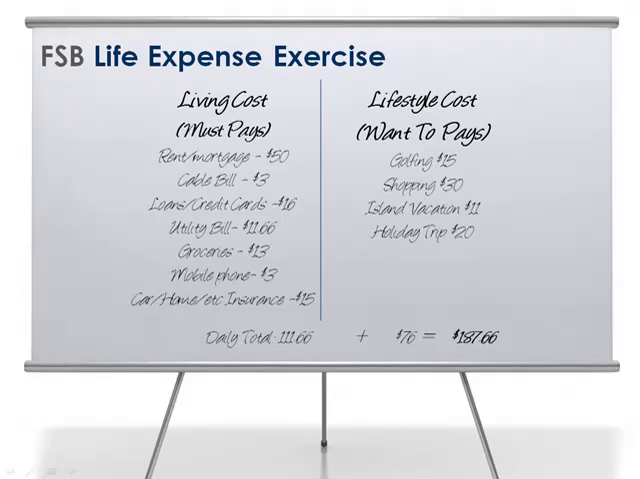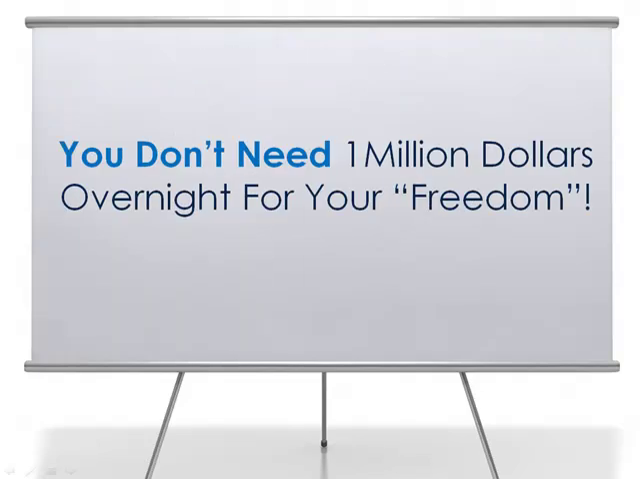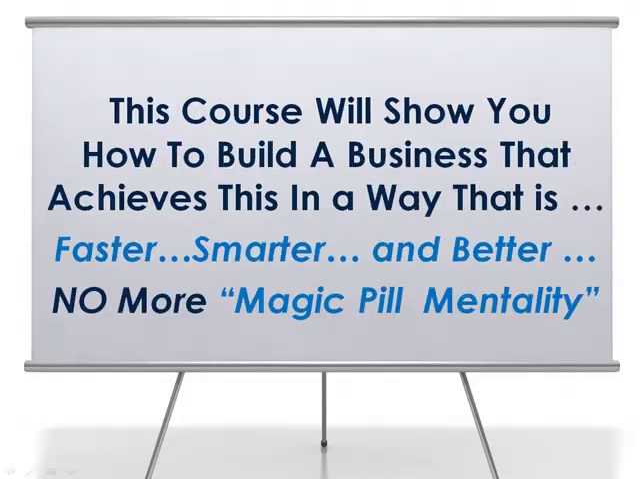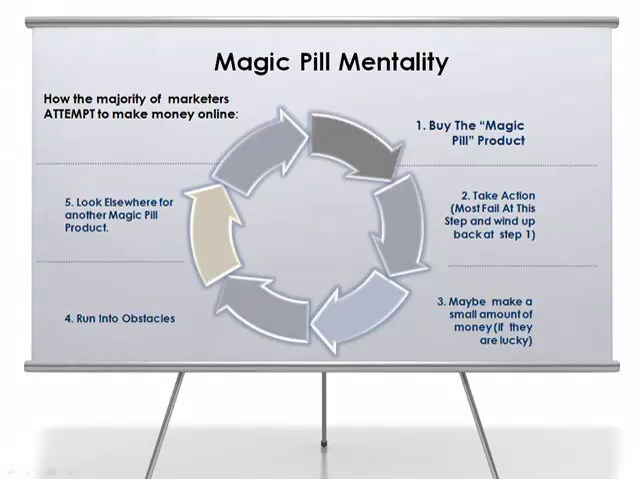This is a realistic number that will take care of every issue in your life plus the extras, and you'll be living very comfortably. And that's what you're going for initially. This course is going to show you how to build a business that achieves this number. And it does it in a way, like we said, that's faster, smarter, and better. No more magic pill mentality, okay? No more looking for the easy button. All right? What we're going to show you now is how this magic pill mentality works and why you need to get rid of this immediately if you're suffering from this, and focus on that $187 or whatever your daily freedom number is.